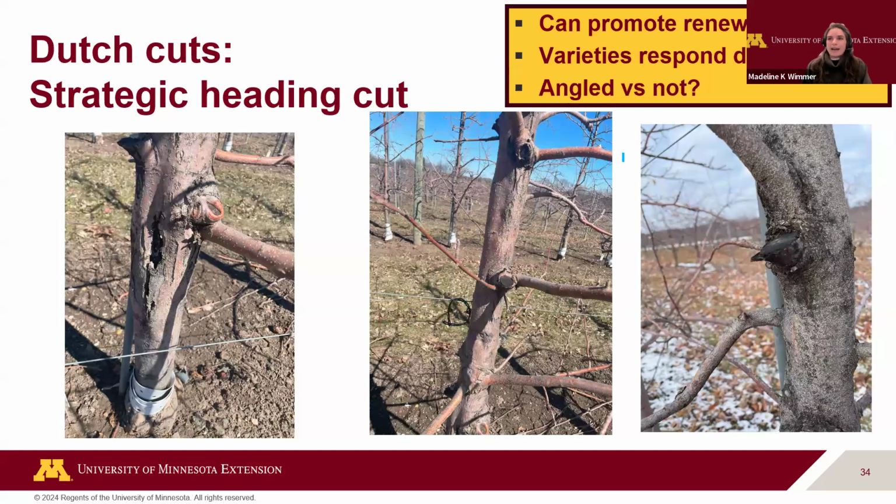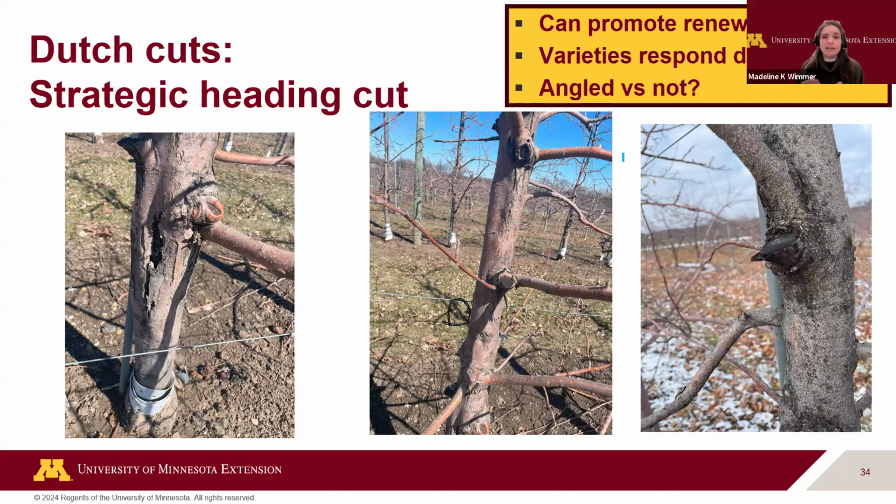Here is another heading cut, which is oftentimes referred to as a Dutch cut. But again, I'm trying to really simplify things, so you can have heading cuts that happen partway through a branch, and you can have heading cuts that are basically just a little stump outside of a trunk. And the Dutch cut, or this style of heading cut, has gone through more research in the past years, where previously people would encourage everybody to do this angled cut because they wanted a branch to grow from underneath, and the idea was that it would be more horizontal. But this is not always necessary.